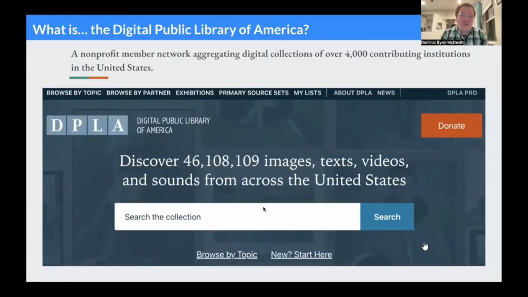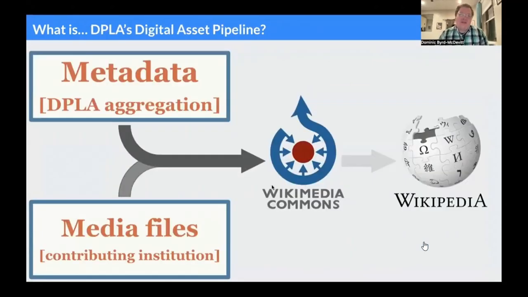So just some quick background. And first of all, what is DPLA? The Digital Public Library of America is a nonprofit member network that aggregates digital collections for over 4,000 contributing cultural institutions in the United States. So it's essentially a search portal for searching across all of the libraries and museums and archives in the United States. Since the start of 2020, we have launched what we call our digital asset pipeline to Wikimedia.